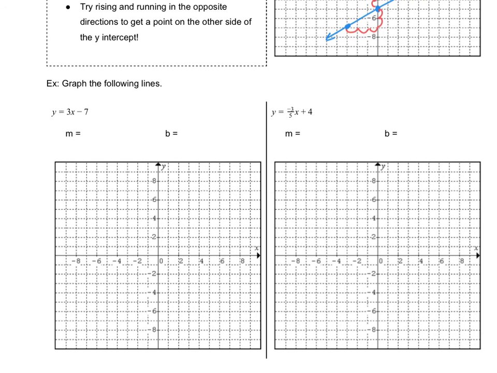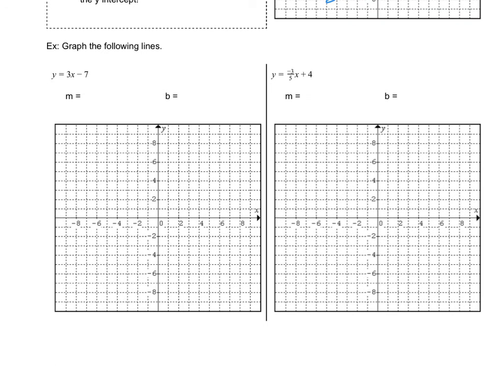Okay, let's try the next one. In our next one, we have y equals 3x minus 7. My slope is 3, which I'm going to write as 3 over 1. That way I can see the rise and run clearly. And my y-intercept is negative 7. So I'll start off by plotting the y-intercept on the y-axis. Make sure you don't accidentally plot this on your x-axis.